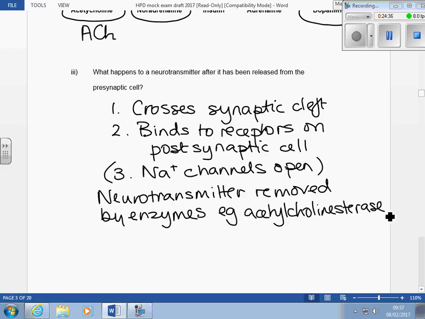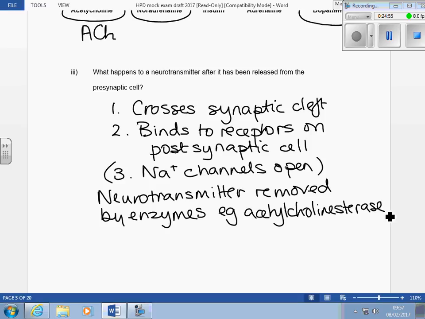I have a feeling we met that on the substances that can interfere with synaptic transmission. I can't remember which one it was that interferes with that. But it might also be a target for some of the anti-Alzheimer drugs.